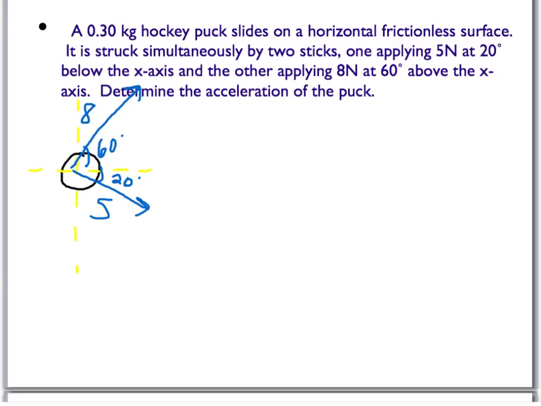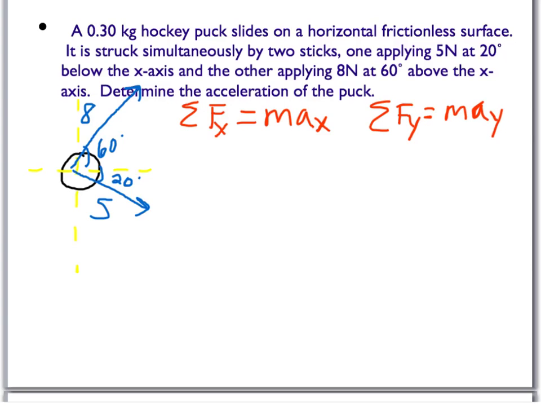Ultimately, the question is to determine the acceleration of the puck. Now, if we remember that we are using F equals ma, and that is a vector equation, we need to look at this problem by looking at various components of these forces, because we can only apply F equals ma in a single direction at a time. If I sum up the forces in the x direction, that will give me the acceleration in the x direction. And if I sum up the forces in the y direction, that could solve for the acceleration in the y direction. So let's start with the x direction first.